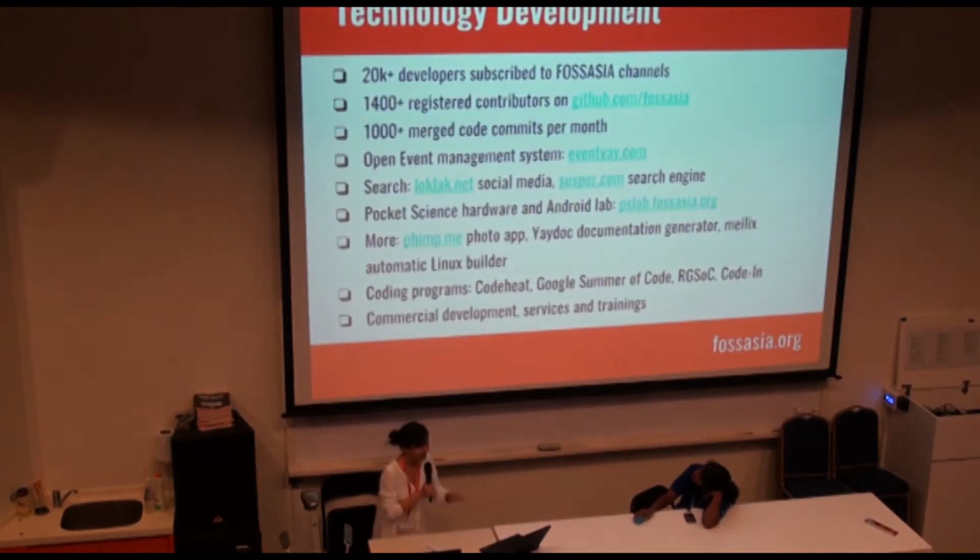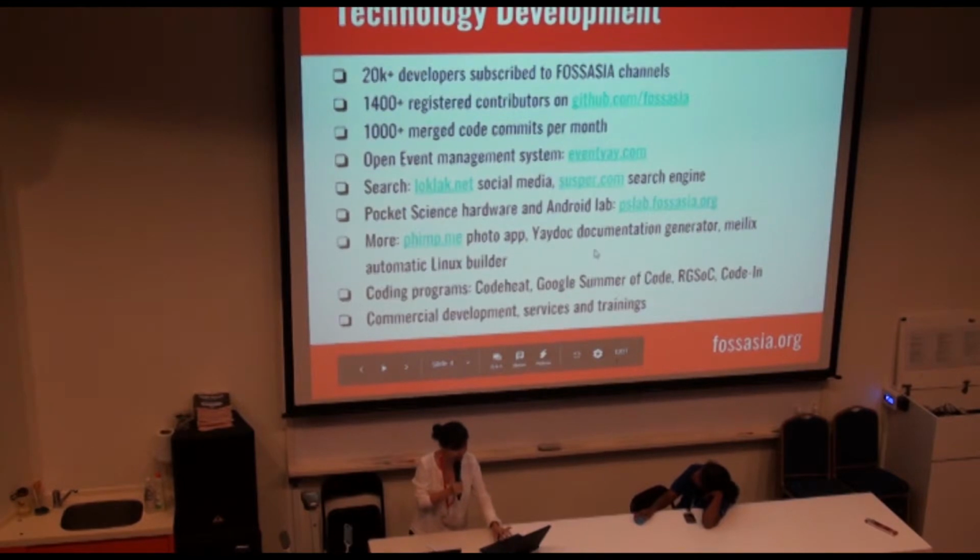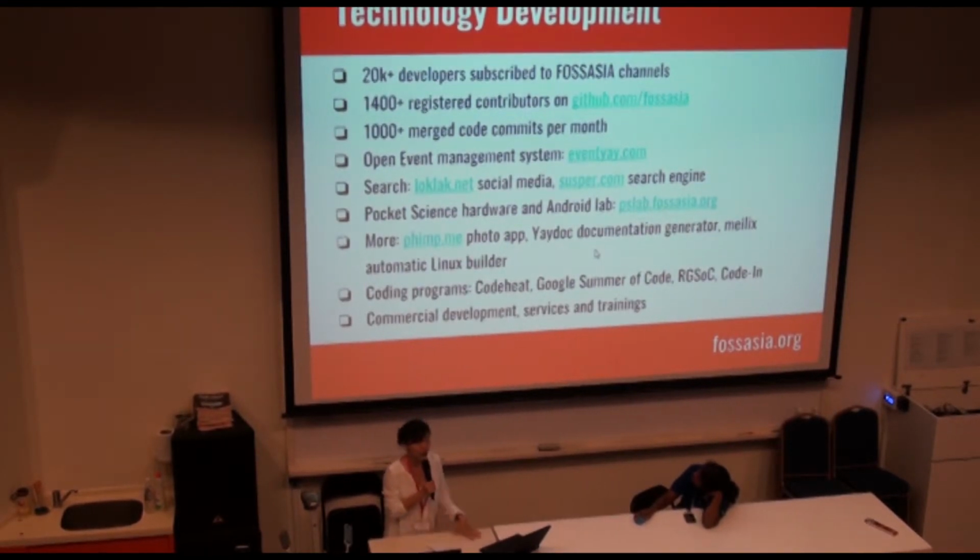Okay, and here I just want to share a few facts briefly. We have at the moment over 20,000 developers in our Phuc Asia network, and on GitHub we have over 1,400 active contributors and 1,000 plus code commits made every month to the different repositories of Phuc Asia. Namely, a few software projects that we've been working on.